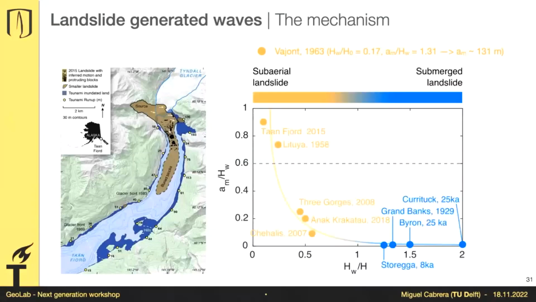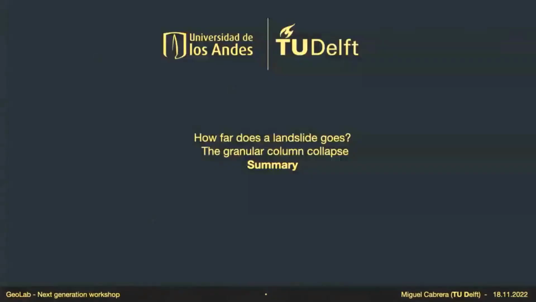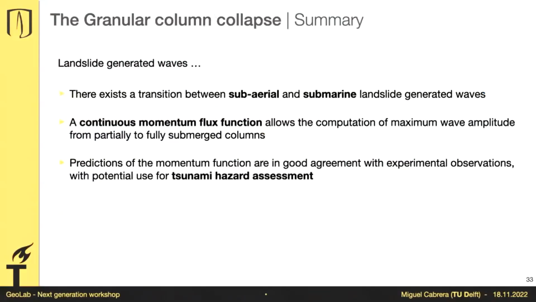And interestingly, it follows a similar trend. So, coming to the end of the presentation, we can say that there exists a transition between subaerial and submarine landslide generated waves. This transition can be expressed as a function of a continuous momentum flux function. And this simple model might be wrong, but it's useful and can be used in tsunami hazard assessments.